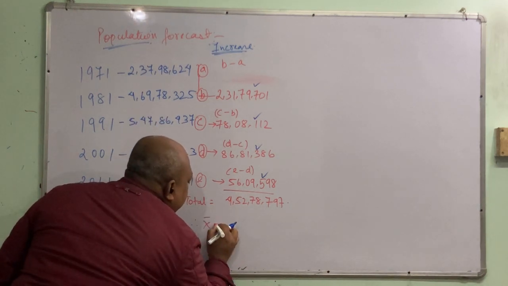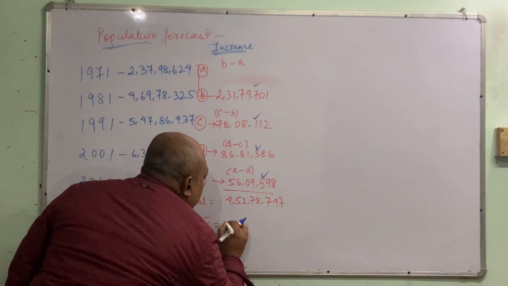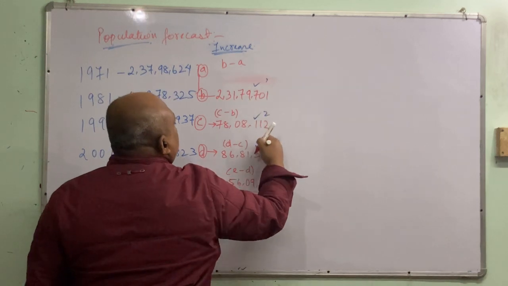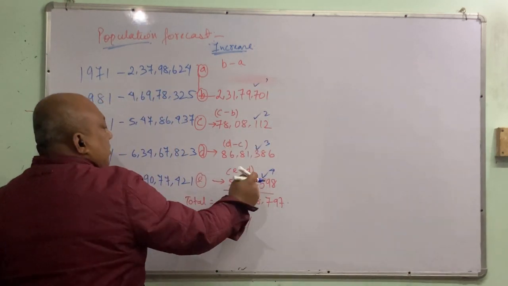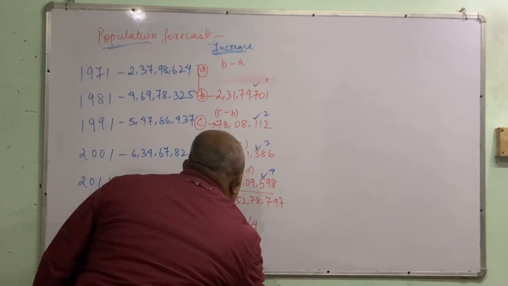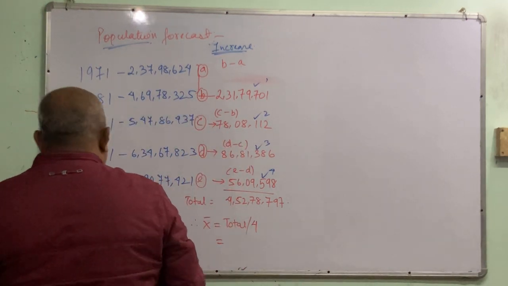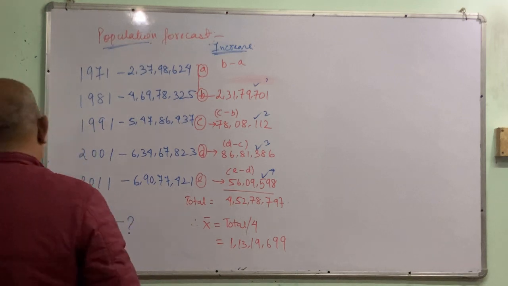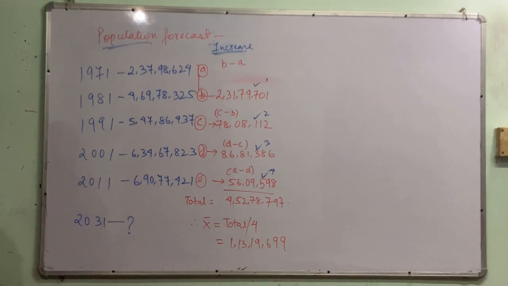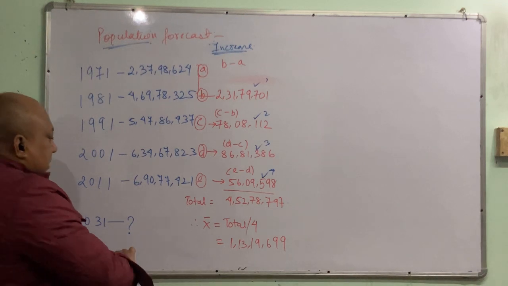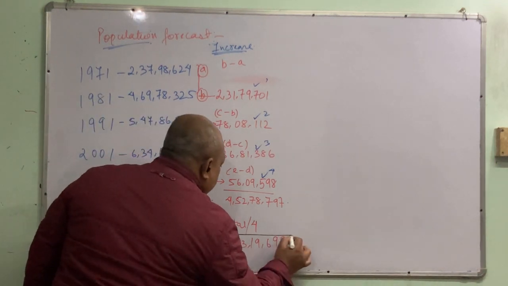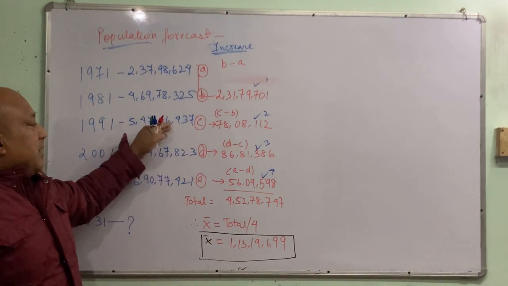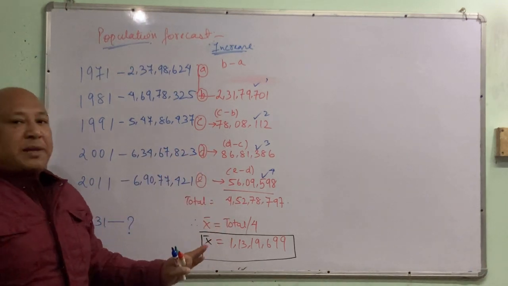Therefore, x bar, the average mean, is equal to the total divided by how many? 1, 2, 3, and 4. The total growth divided by 4 is equal to 11319,699. Now look over here. Finally, can I consider that this is the x bar? Very easy. This minus this, this minus this, this minus this, this minus this, total divided by 4. It is a simple arithmetic mean.